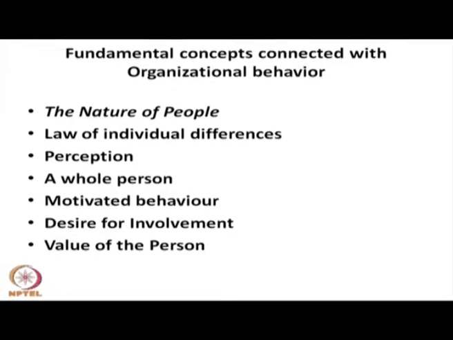So, the nature of people: the law of individual differences, perceptions, the whole person, being motivated to do certain things, a desire for involvement, and the value of the person. Each person is guided by a certain value system. In the consecutive chapters we will discuss each of these separately, because we have to understand each of these topics in detail to understand the nature of the person properly. Once we understand why the person is like this, what he wants, what motivates him, what his attitude is like, why he perceives in a certain way, then we can interact in a better way with that person.